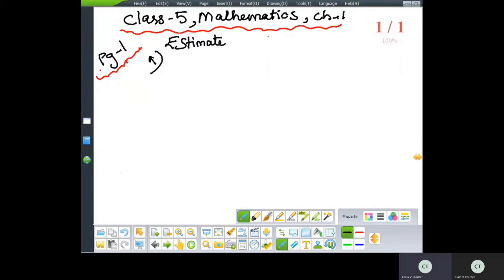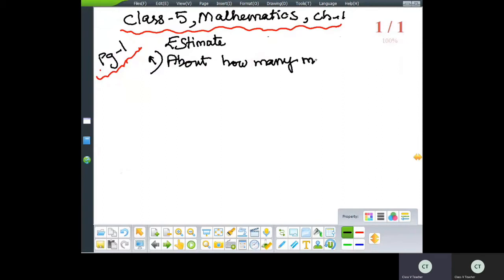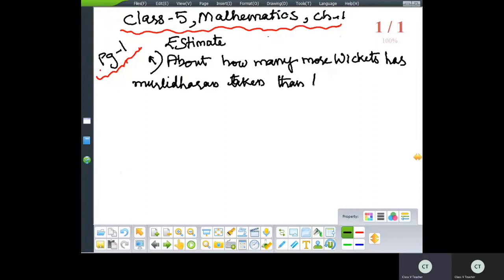Okay, so firstly, about how many more wickets has Muralidharan taken than Kapil Dev.